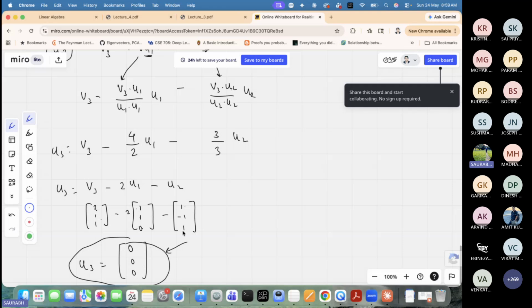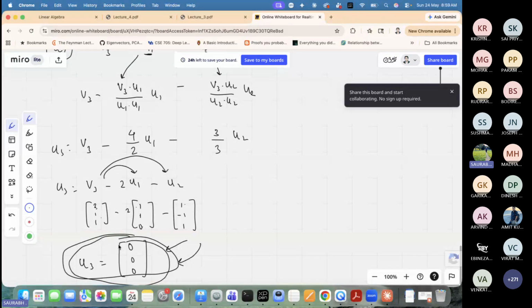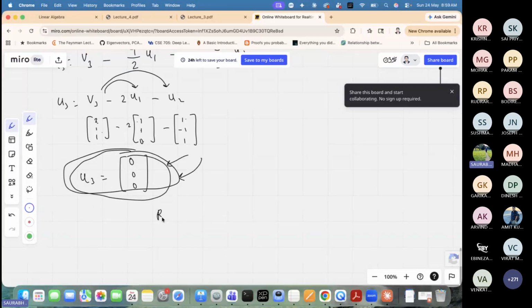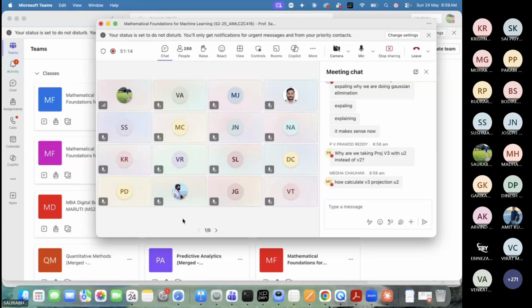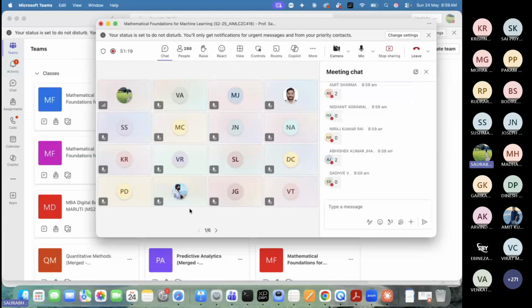So think of it as, what does this basically mean? After removing previously explained directions, in this particular case, whatever v3 is explained in terms of u1's direction, in terms of u2's direction, there is nothing new in the third vector. That's what you have got. And because there is nothing new in the third vector, what would be the rank in this case? What is the rank? Rank is 2, not 0.